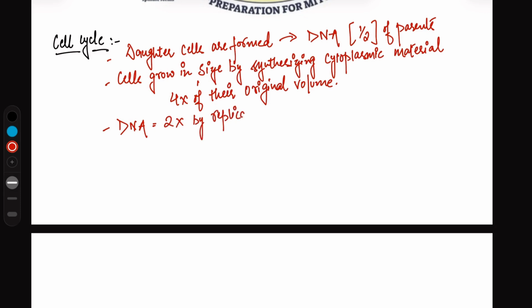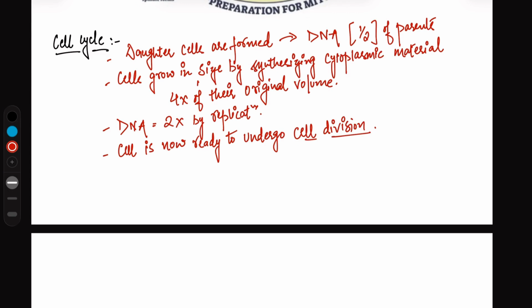Now the DNA content which is present gets doubled by replication. We know that by replication DNA divides. Cells are now ready to undergo cell division. So in every cell cycle, cells undergo division.